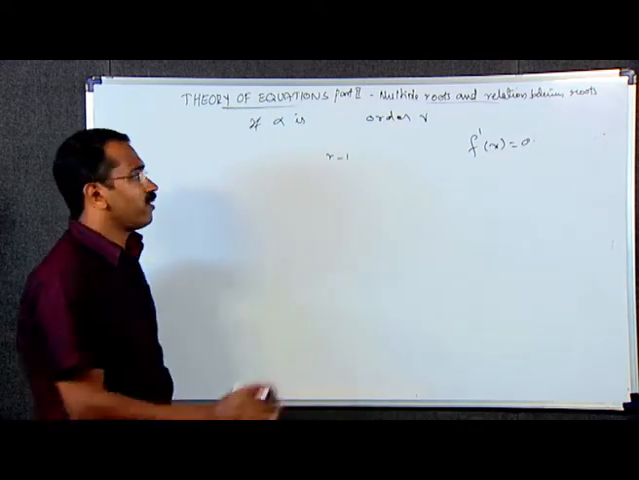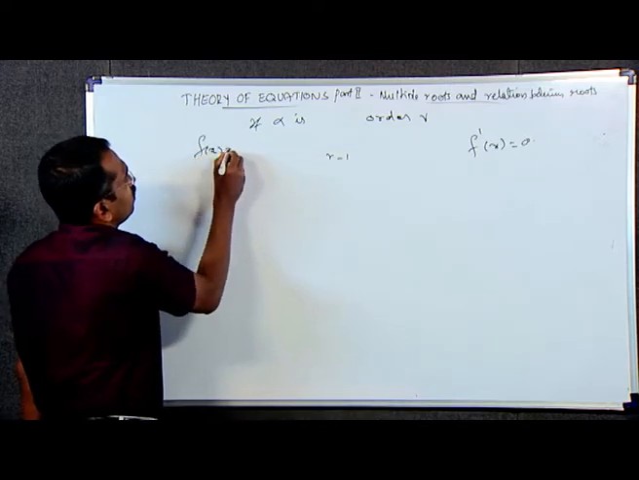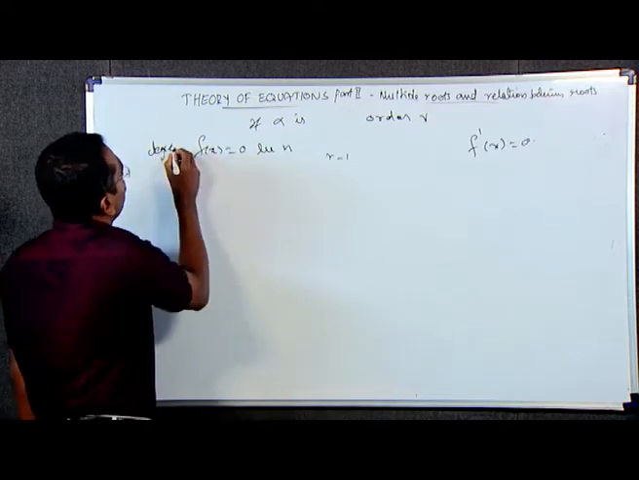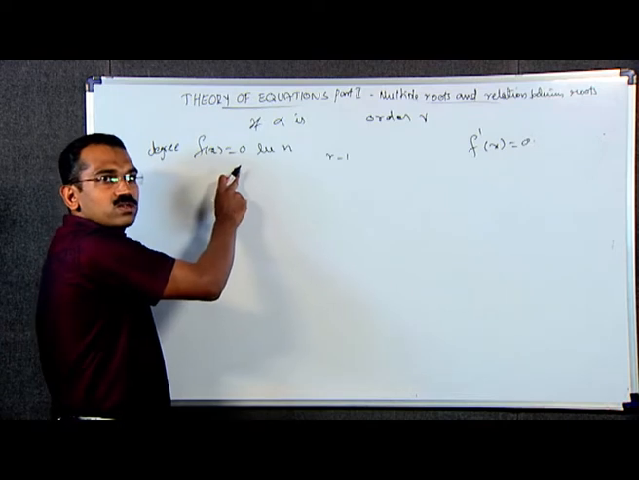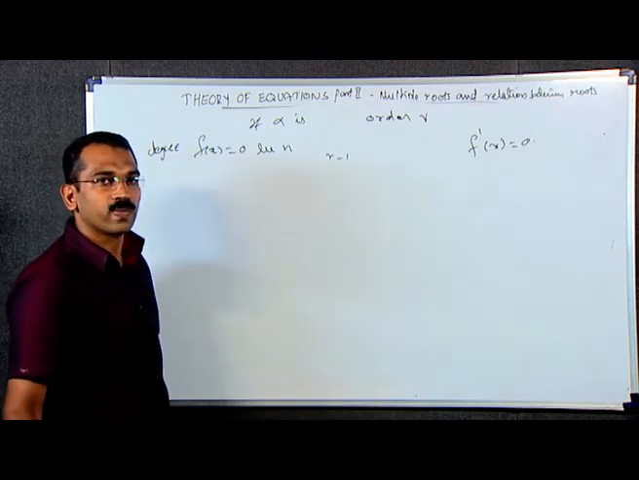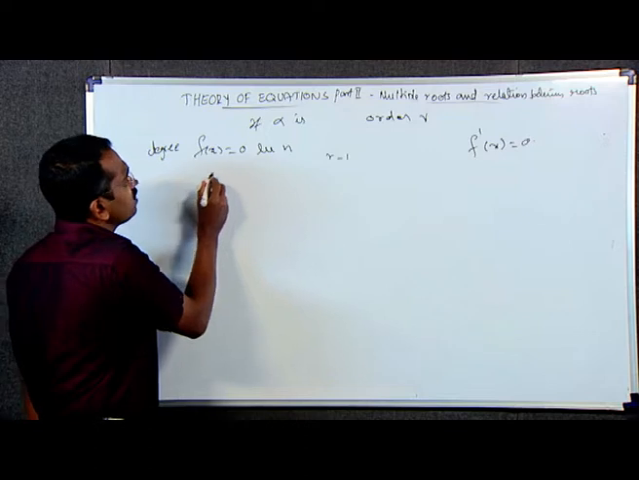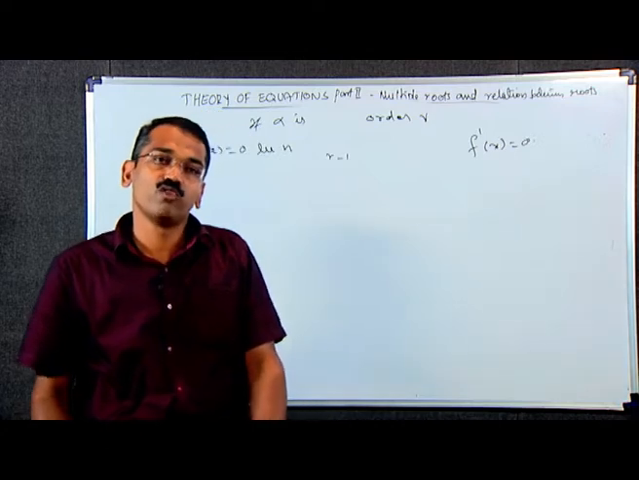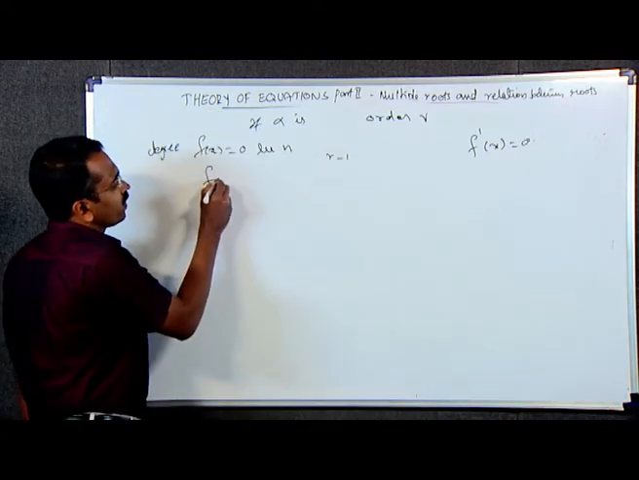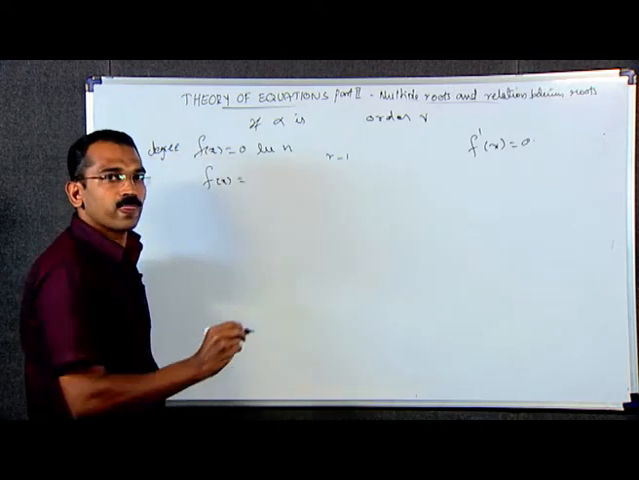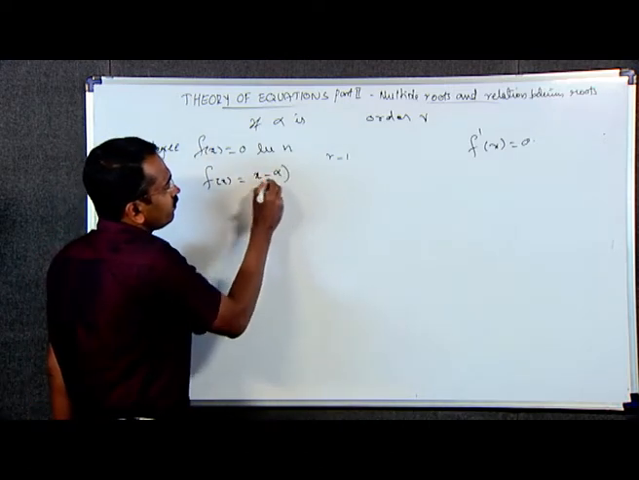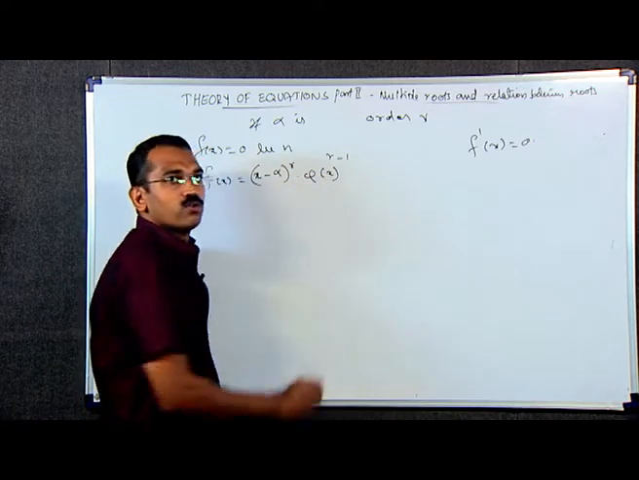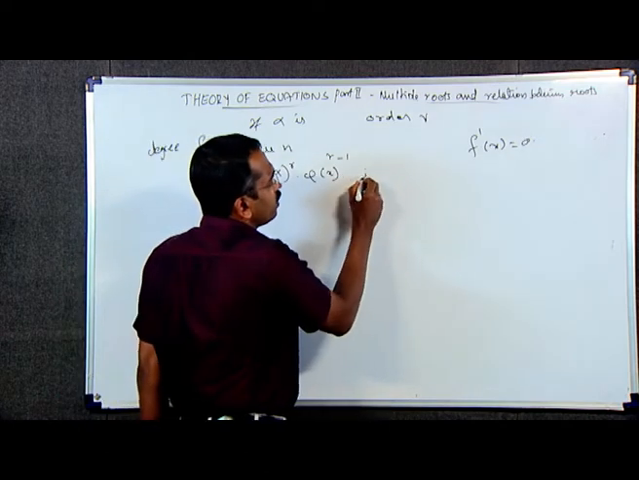Let the degree of f of x be n. Consider an equation f of x equal to 0 whose degree is n. Then, since alpha is a multiple root of multiplicity r, we can write f of x as f of x is equal to x minus alpha whole raised to r into phi of x, where phi of alpha not equal to 0.